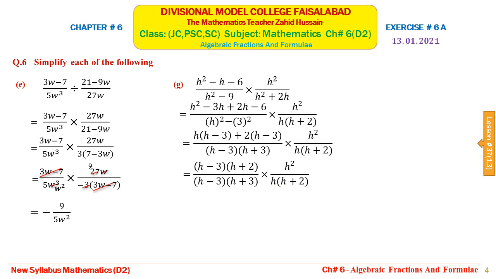So we have factorized the numerators and denominators. Now we will cancel out the common factors. H minus 3 is cancelled with this h minus 3, h plus 2 is cancelled with h plus 2, and this h squared will be divided by h, and we will get h to the power 1. And our final answer is, there is 1 in the numerator of the first fraction and h in the numerator of the second fraction, and h plus 3 in the denominator of the second fraction. So our final answer is h over h plus 3.